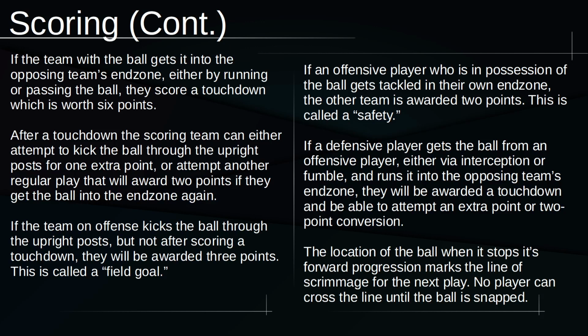The location of the ball when it stops its forward progression marks the line of scrimmage for the next play. No player can cross the line until the ball is snapped. Also, as soon as the quarterback crosses the line of scrimmage, he is no longer allowed to attempt a forward pass.